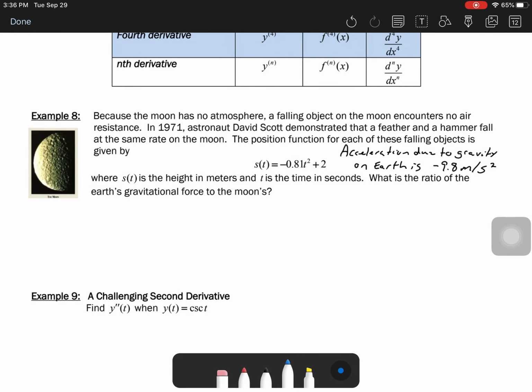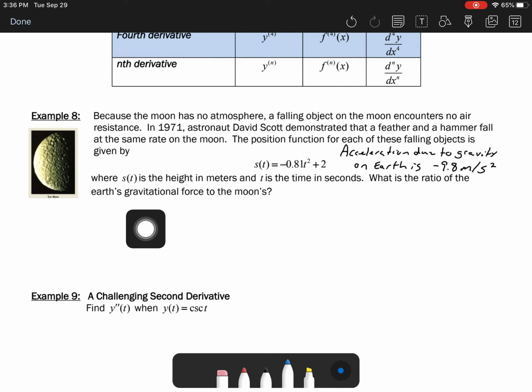Okay, so in this example it says, because the moon has no atmosphere, a falling object on the moon encounters no air resistance. In 1971 astronaut David Scott demonstrated that a feather and a hammer fall at the same rate on the moon. The position function for each of these falling objects is given by, okay, so this was on the moon. This was our position function right here. Okay, so it says where S of t is the height in meters and t is the time in seconds.